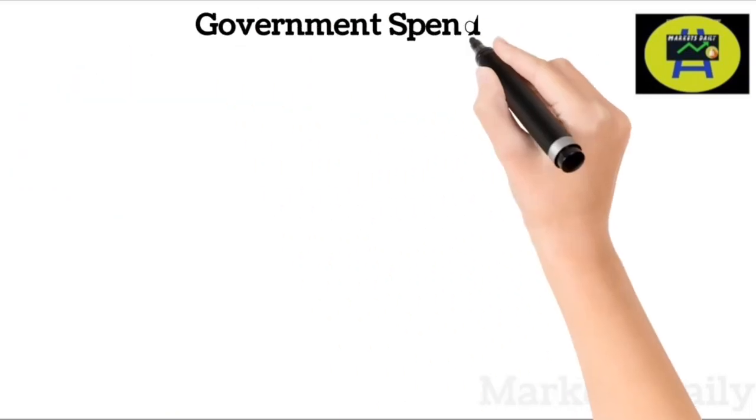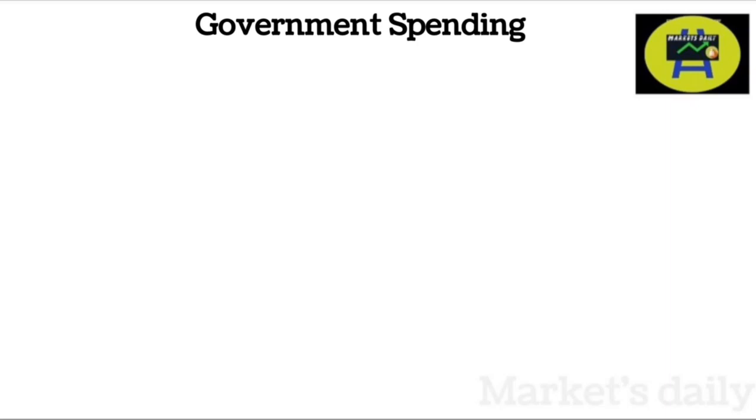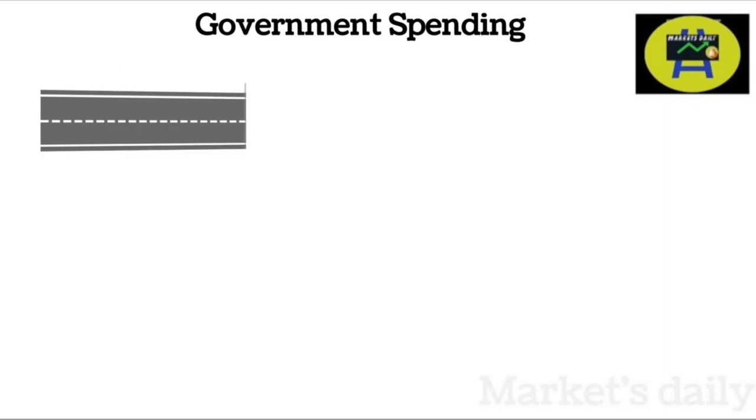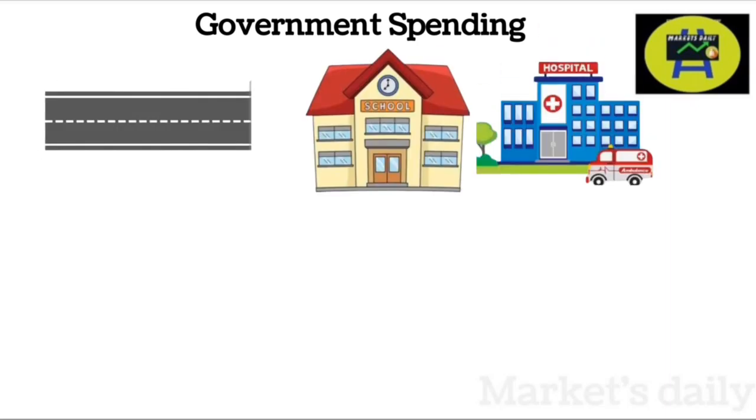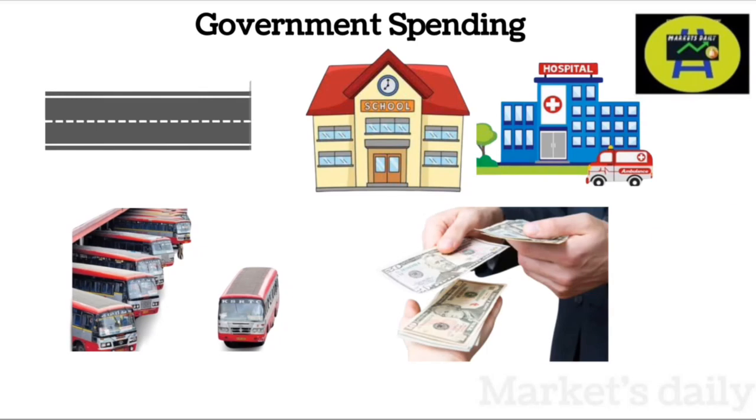Government spendings. Government spending means the money spent by the government for infrastructure projects such as roads, schools, hospitals, public transportation, and paying salary to the employees, etc.